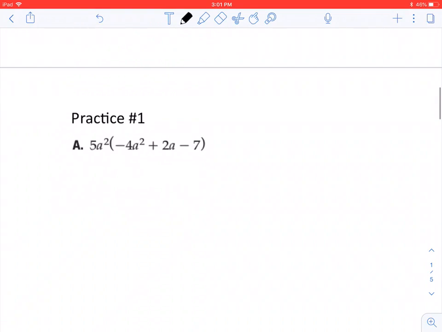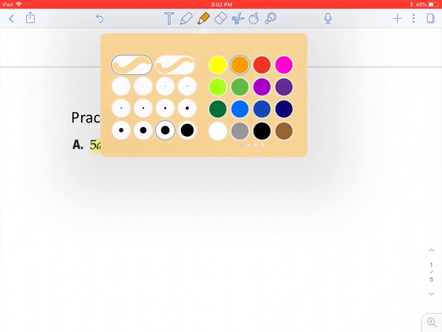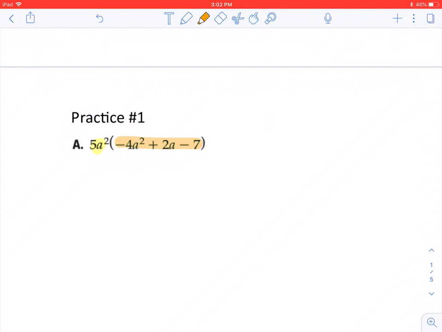Let's do a couple problems and see what happens. So we're going to take this 5a squared and we're going to distribute it to all of this in here. So that's going to involve multiplying the 5a squared times the negative 4a squared, the 5a squared times the 2a, and the 5a squared times the negative 7. So let's do each piece.